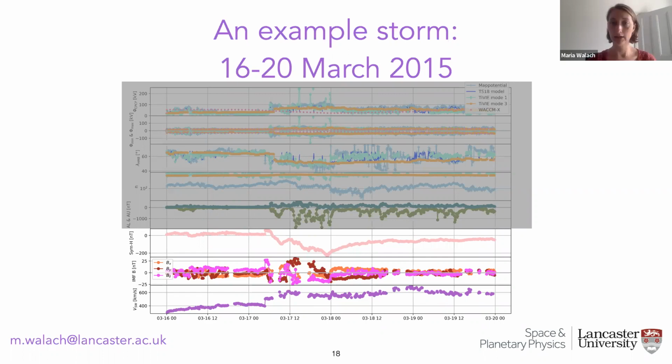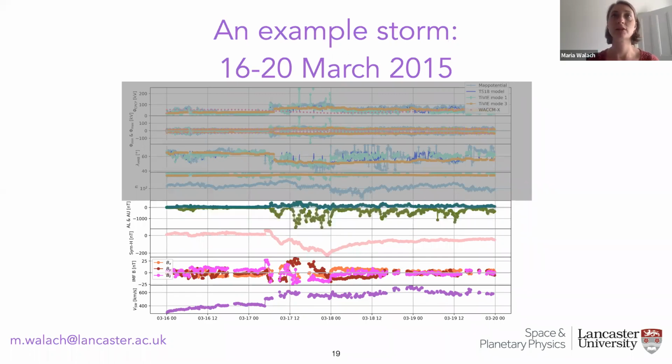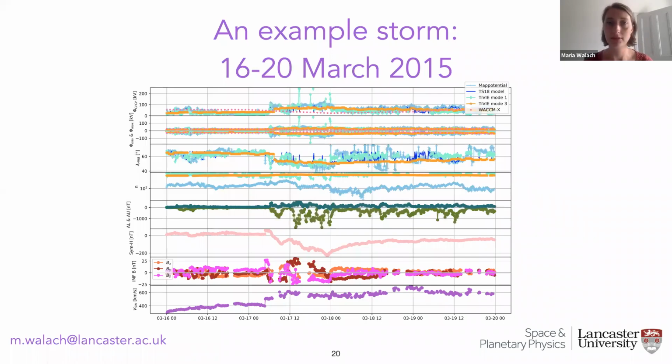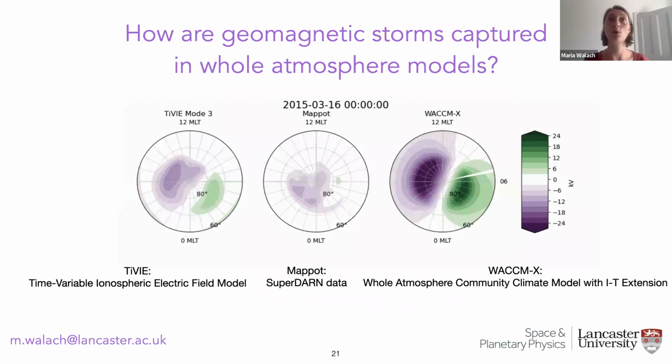I'll not talk about these so much because we're running a bit low on time, I think. So you can ask me about this afterwards if you like. But this is just showing some parameters. This is the Maynard boundary here. You can see it moves more equatorward as we go through this storm. And what I want to show you is how these are parameterized or captured in whole atmosphere models.